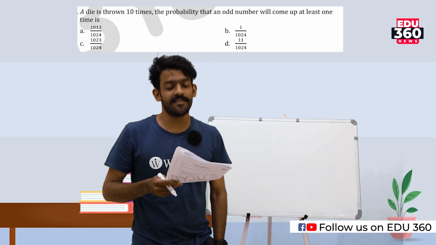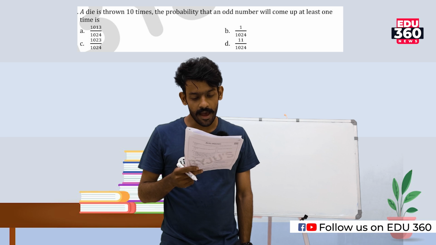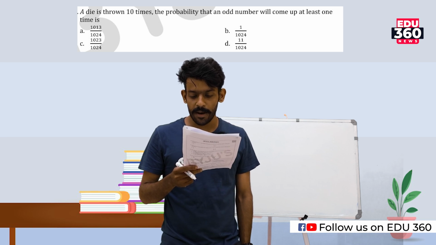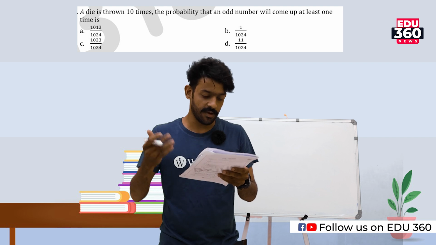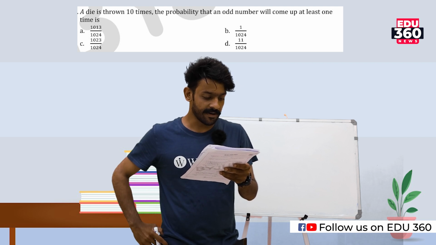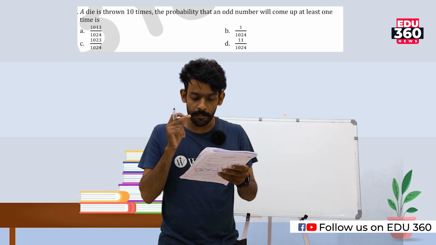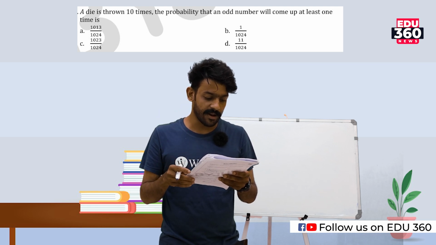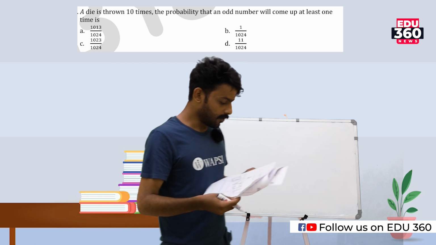So the first question is that a die is thrown 10 times and the probability that an odd number will come up at least one time is. Okay, so it's given that a die is thrown 10 times. The probability that an odd number will come up at least one time is. You can see there are 4 options.